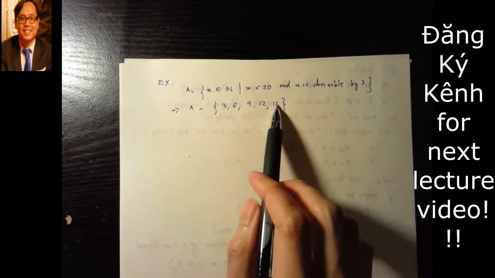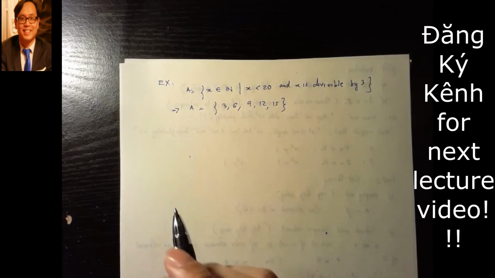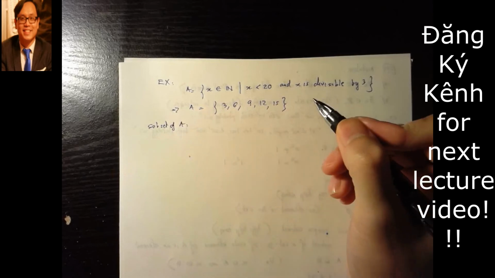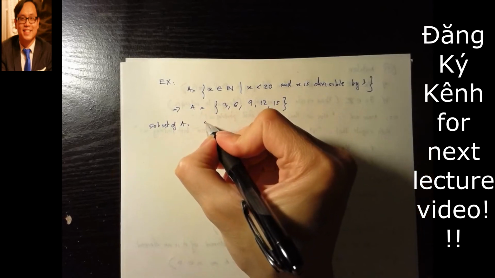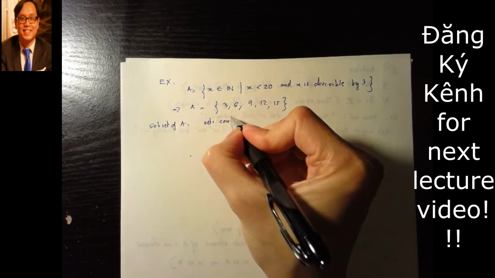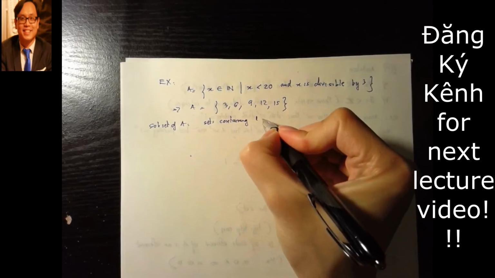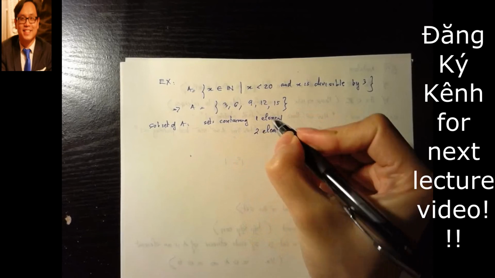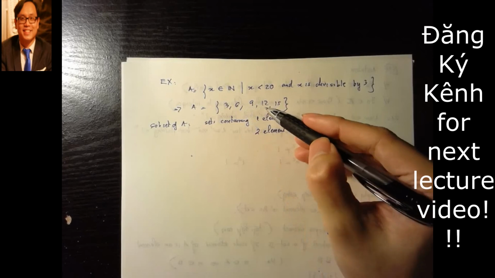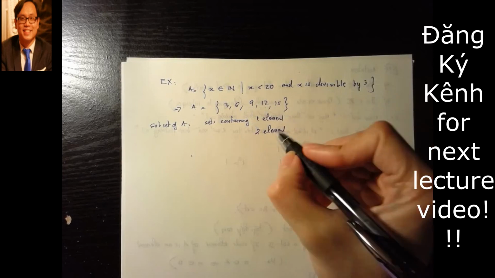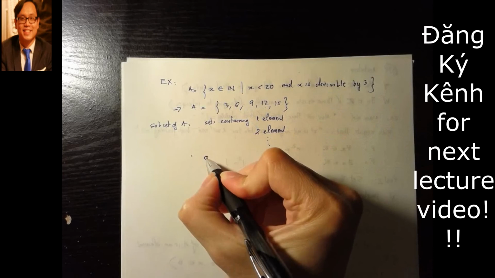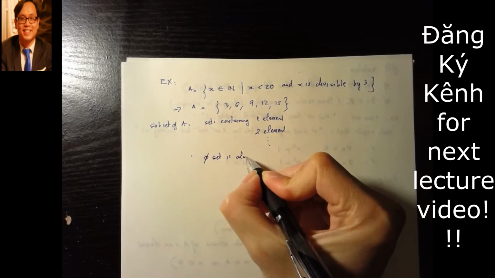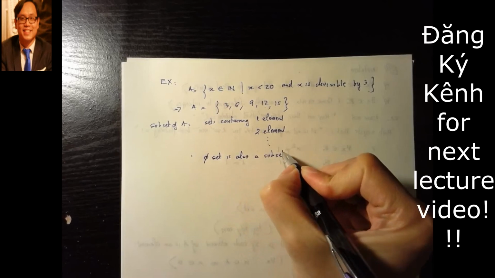And we can have a bunch of subsets of A. Subsets of A include a set containing one element, or a set containing two elements, and so on, containing 3 elements, 4 elements, and 5 elements. And of course, the empty set is also a subset of A.